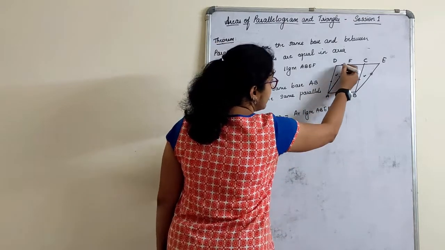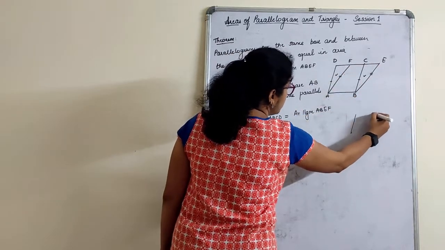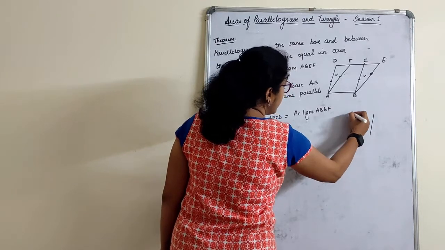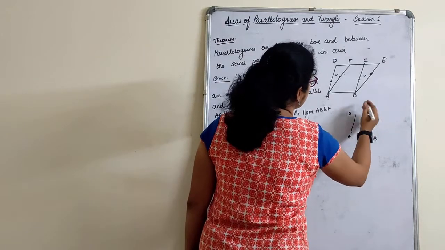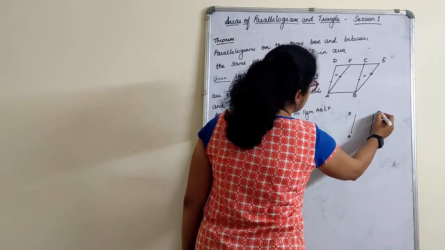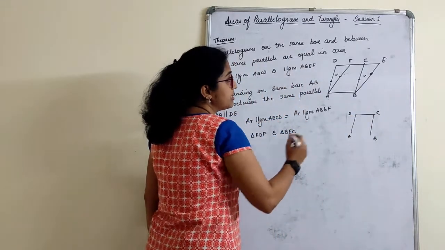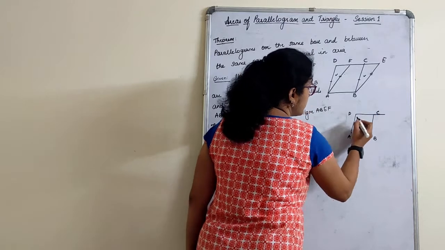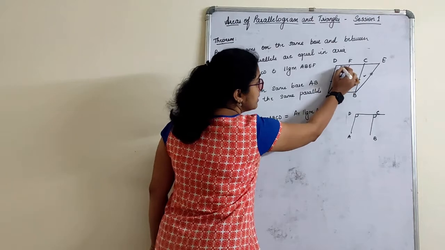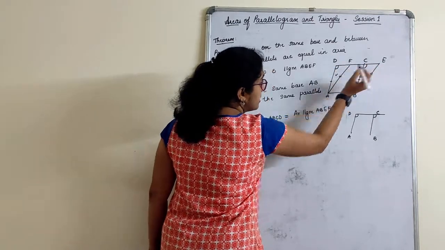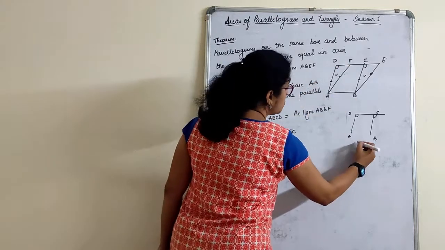Assume that AD is parallel to BC. If this is parallel, just see here, children, I'll draw here. This is AD, this is BC, and this is the transversal. So if this is the transversal, this line is going here like this. Can I tell this angle is equal to this angle? Reason: corresponding angles.